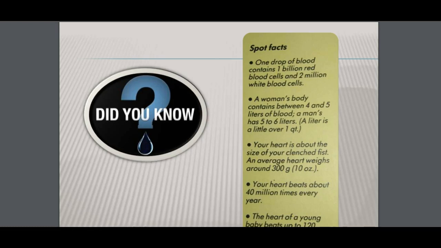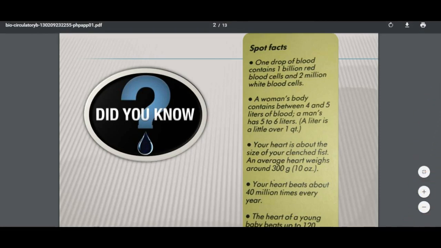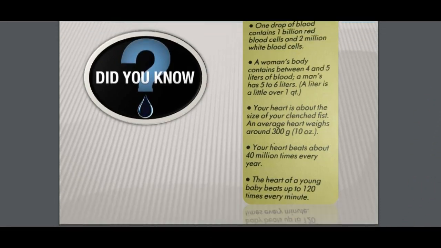And your heart is about the size of your clenched fist. An average heart weighs around 300 grams, which is 10 ounces. And your heart beats about 40 million times every year. Also, the heart of a young baby beats up to 120 times every minute.